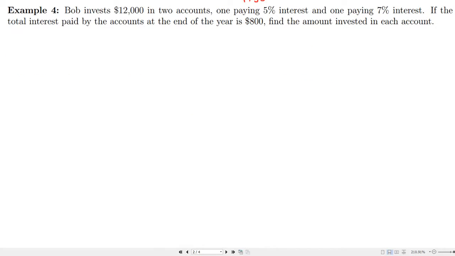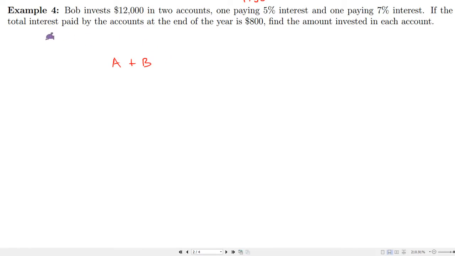Okay, so now let's say that Bob invests $12,000 in two accounts. One is paying 5% interest and the other is paying 7% interest. The total interest paid by the two accounts at the end of the year is $800. And we want to find the amount invested in each account. Okay, so we're split between these two accounts, right? So account A and account B.